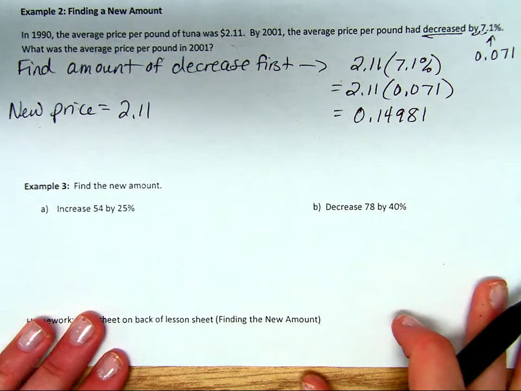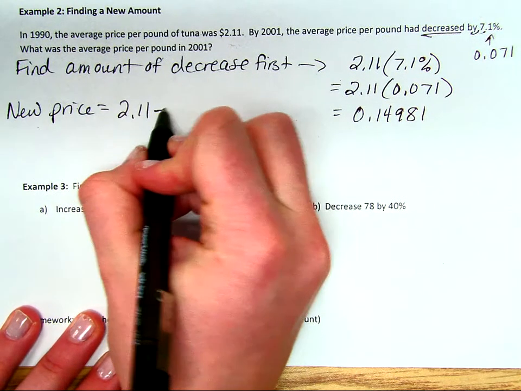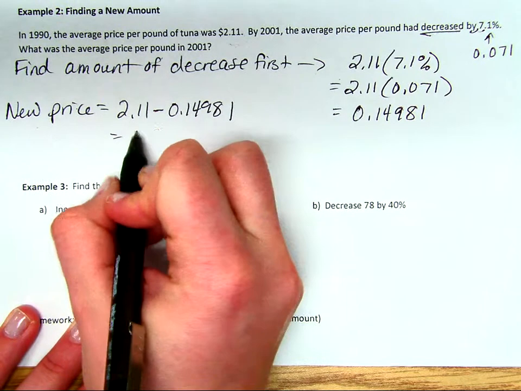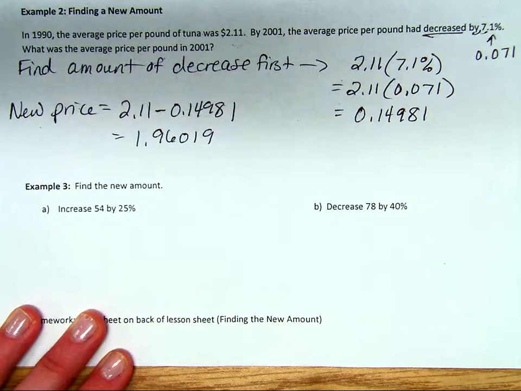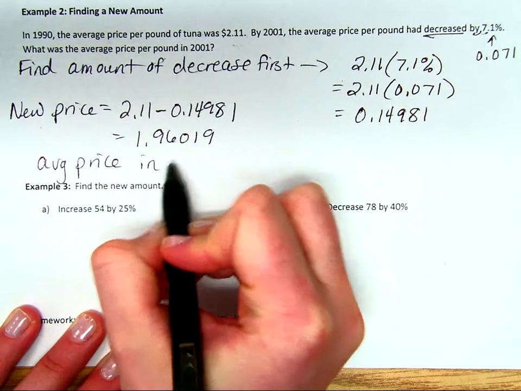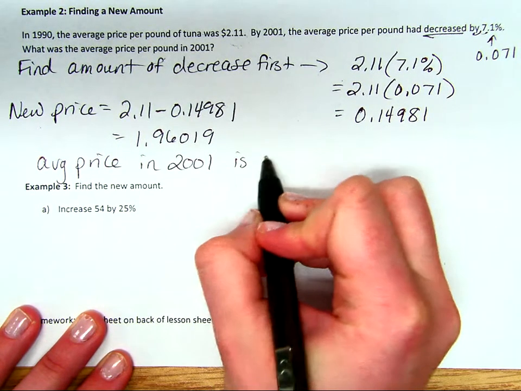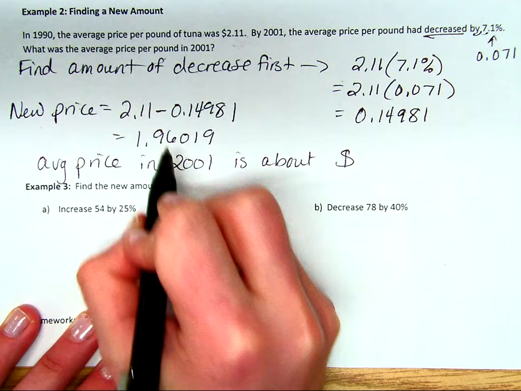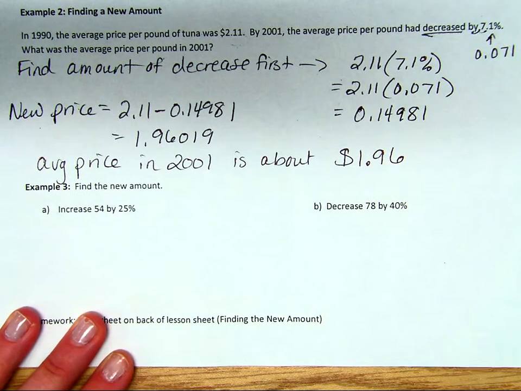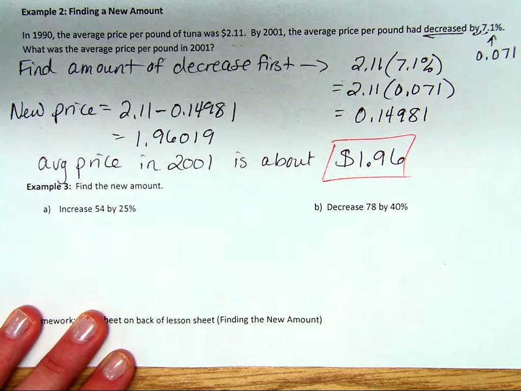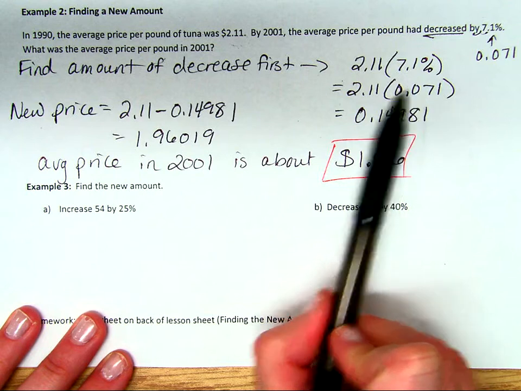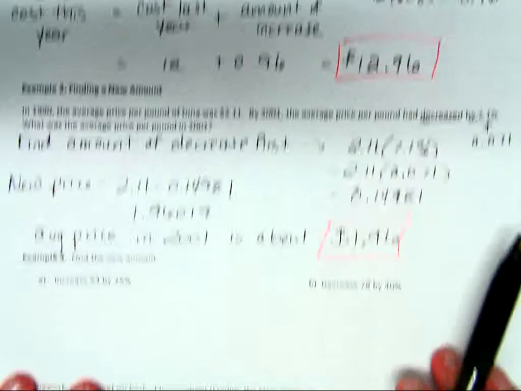So the new price of the tuna is going to be $2.11. The price decreased by this amount, so I'm going to subtract this amount, and then I can round after. So I get 1.96019. Again, you can use a calculator. So the average price in 2001 is about $1.96 if I rounded that. With money, you always want to use the hundredths place. So we took the original price, multiplied it by the percent of change, and then added or subtracted depending on the problem.